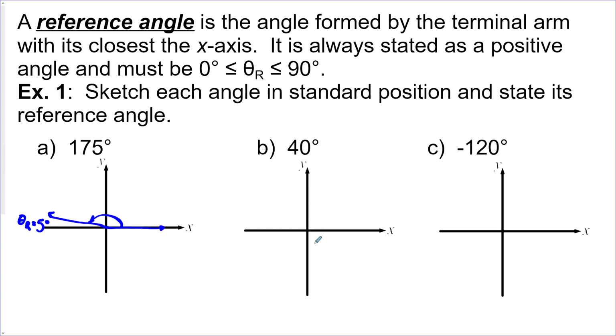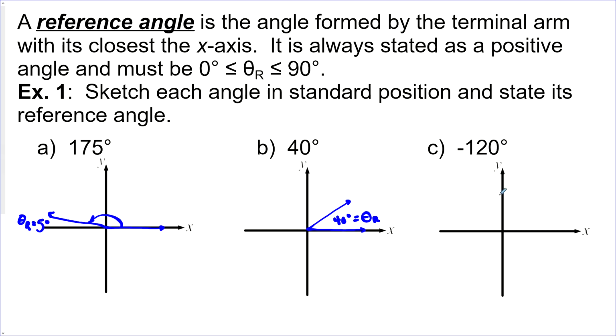Let's try this one, 40 degrees. So our initial arm is here. Our 40 degrees would be something like that. So this would be 40 degrees, and that's actually our reference angle as well. So our reference angle is the same as our angle here in standard position.